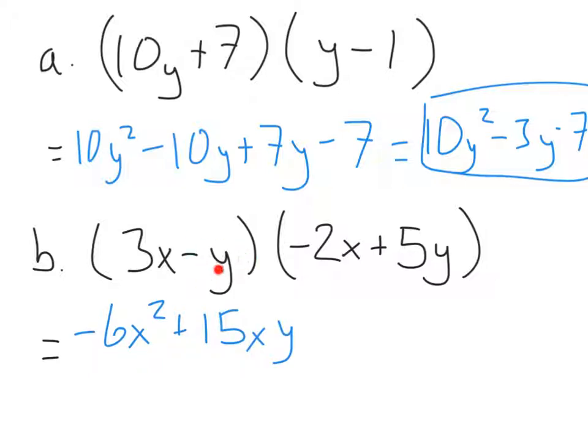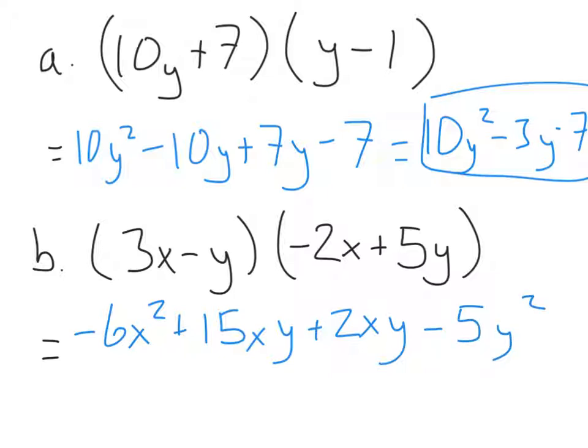Now a minus y will go to the minus 2x and the 5y. Minus y times minus 2x, a negative and a negative will give us a positive 2xy. By default, by the way, we put everything in alphabetical order, so that's the only reason I put the xy, even though it's a y times x, same thing as xy.